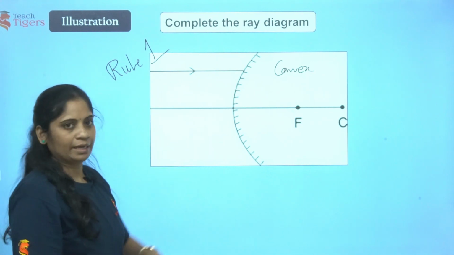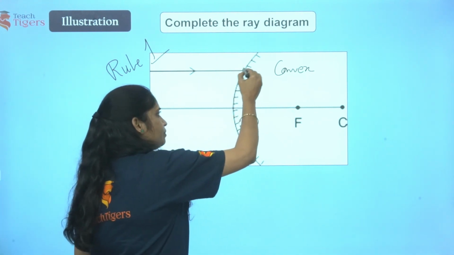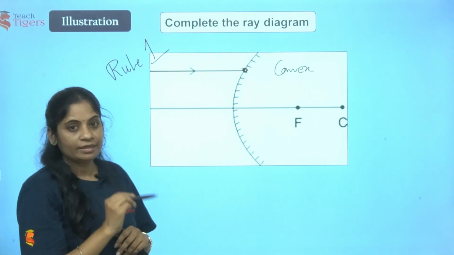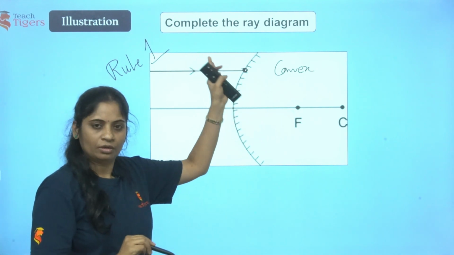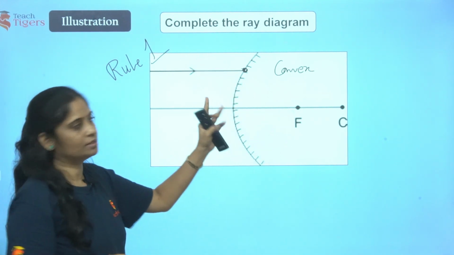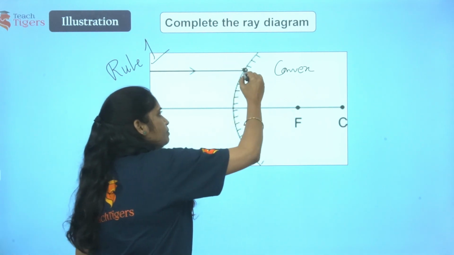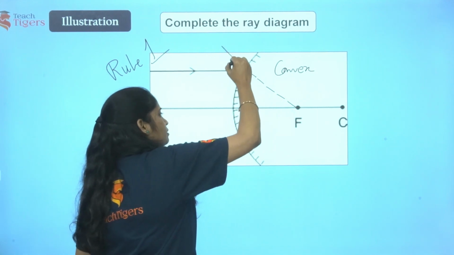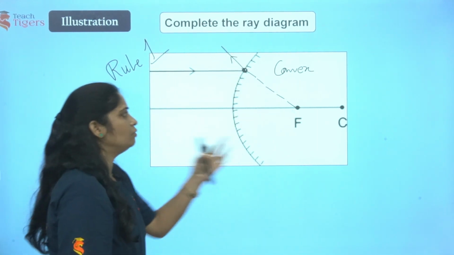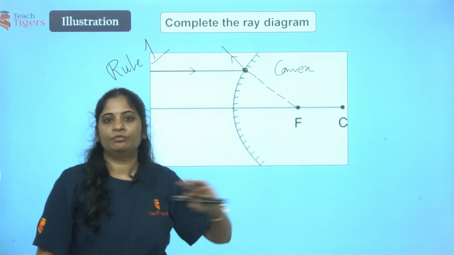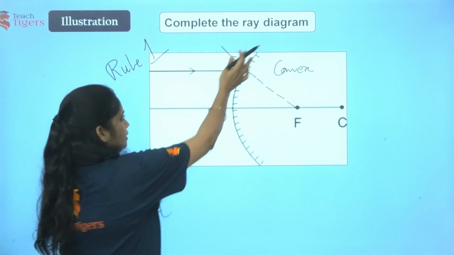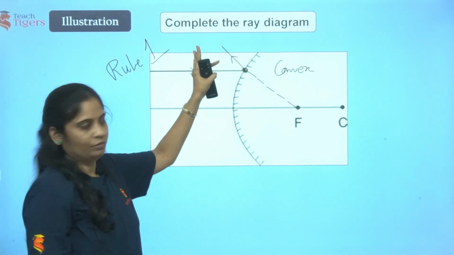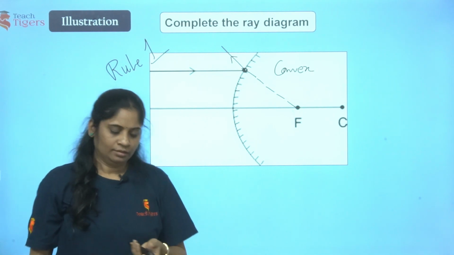When a ray is incident parallel, what happens? This is the point of incidence. It reflects back as if it is passing through the focus, or as if it is diverging from the focus. So it reflects back in a line with the focus like this. Since it is a convex mirror, we did not draw the tangent, we did not draw the normal. Now just the ray diagram. There is an incident ray and there is a reflected ray. Very simple and clear, right?